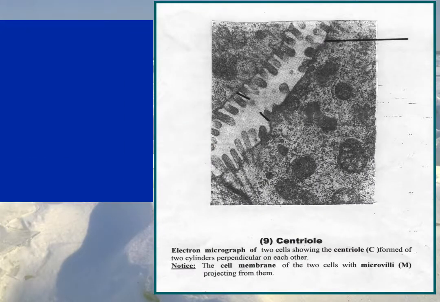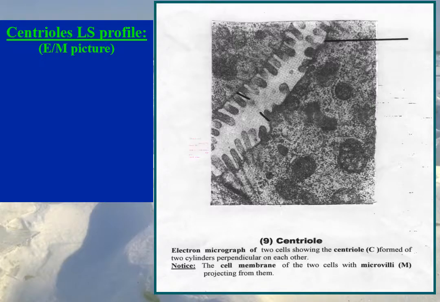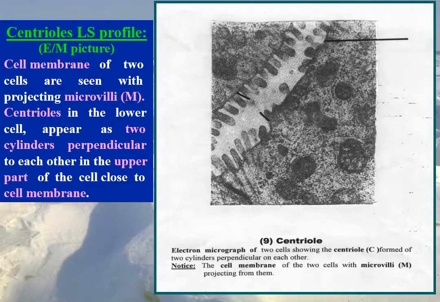Electron micrograph photo of longitudinal section of centrioles. The cell membrane of two cells are seen with projecting microvilli from the free surface. Centrioles in the lower cell appear as two cylinders perpendicular to each other in the upper part of the cell close to the cell membrane.